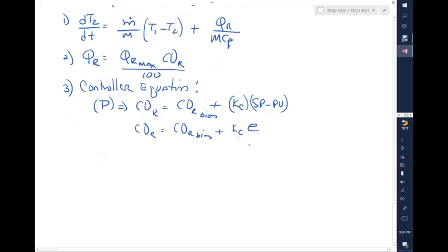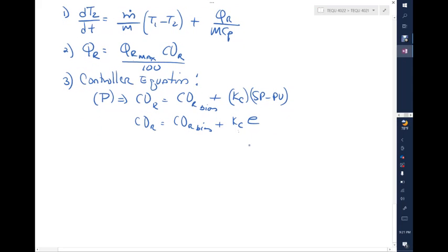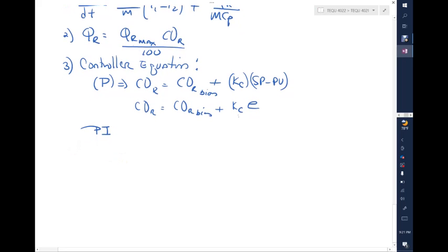Now we're going to introduce a different controller. We're going to introduce something called a PI controller. A PI has two terms. Let's work that out. The COR will be COR bias, no problem there, plus Kc times the error.